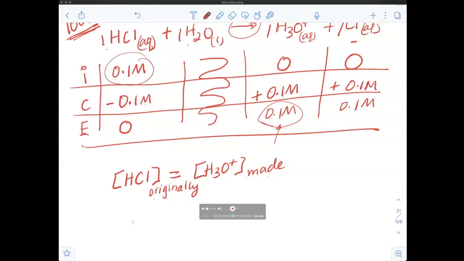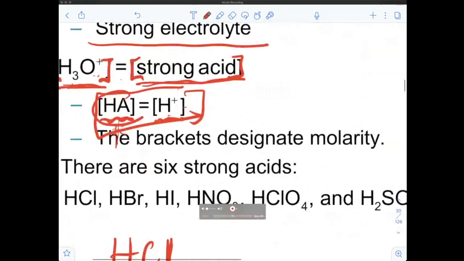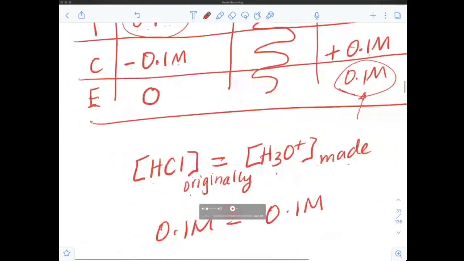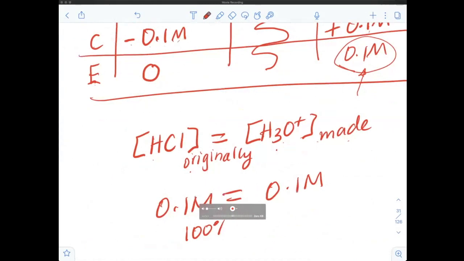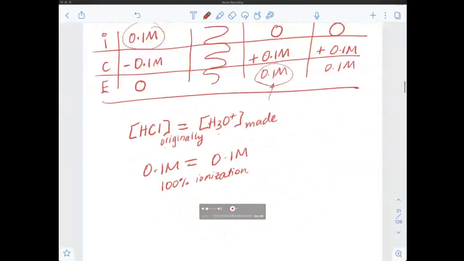So since this amount here, 0.1 molar, is equal to this amount here, 0.1 molar, they were able to say back here, the concentration of a strong acid is equal to the concentration of the hydronium ion made, or the hydrogen ion made. That is why this is 100% ionized. I'm trying to say what I've already taught in lecture differently so that you understand. So we have 100% ionization. Okay?